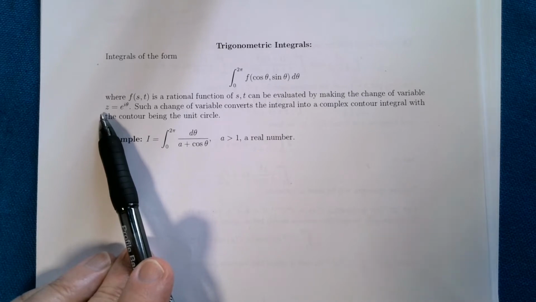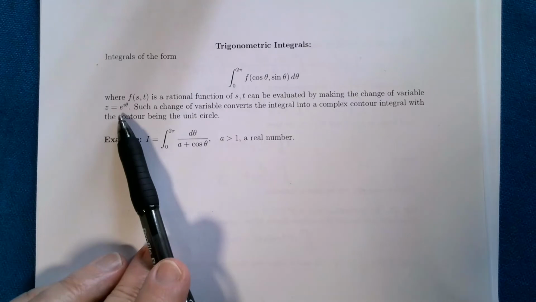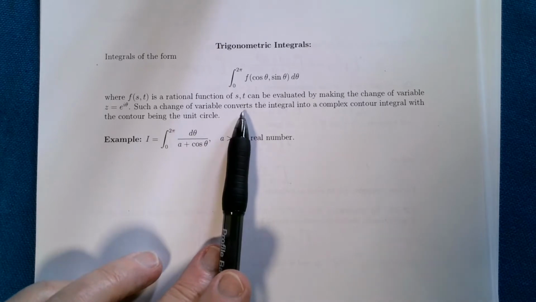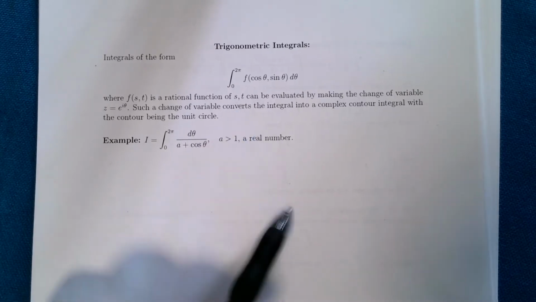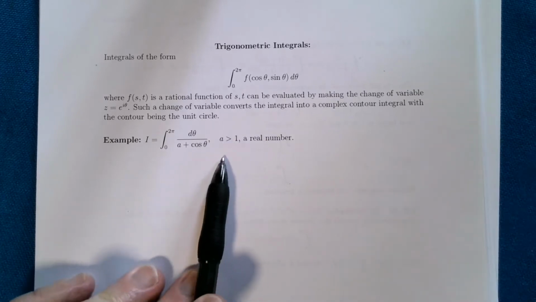As theta goes from 0 to 2 pi, z is going to zip once around the unit circle, centered at the origin. And so such a change of variable converts the integral into a complex contour integral, with the contour, as I mentioned, being the unit circle. So I'll do a couple of worked examples of these.